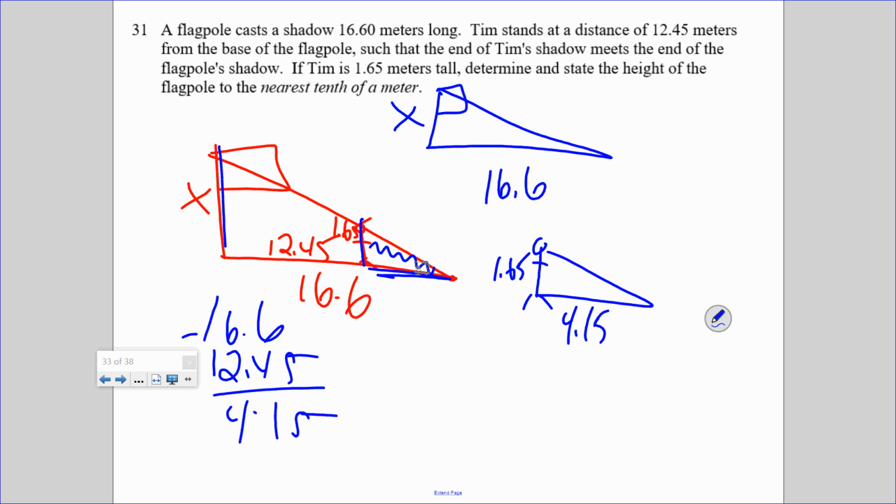Now that I have them separated, I create my proportion. I put the corresponding pieces on top of each other. X is going to go over 1.65. I'm frozen.